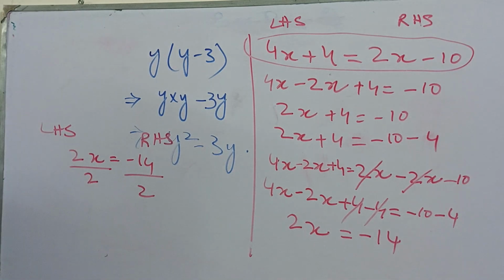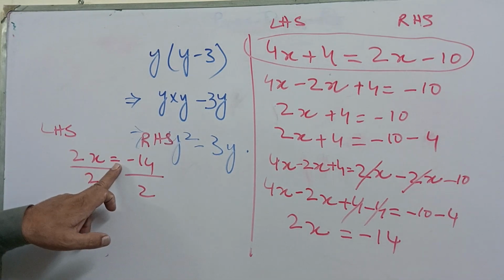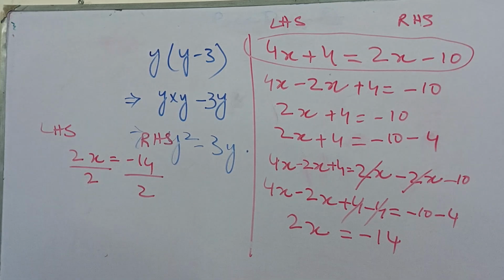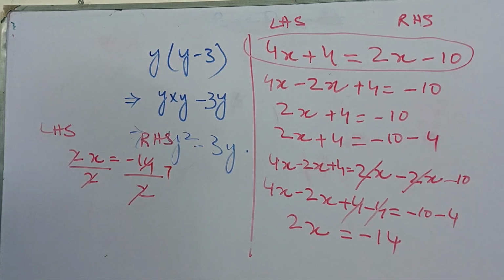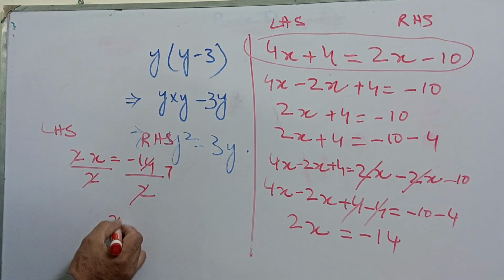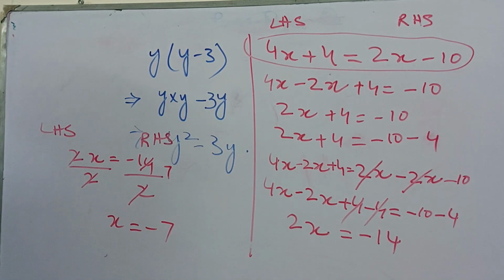So always see that your equation remains balanced, otherwise you are in trouble. So 2 goes with this and 2 goes with this also, and it will become 7. So x is equal to minus 7.